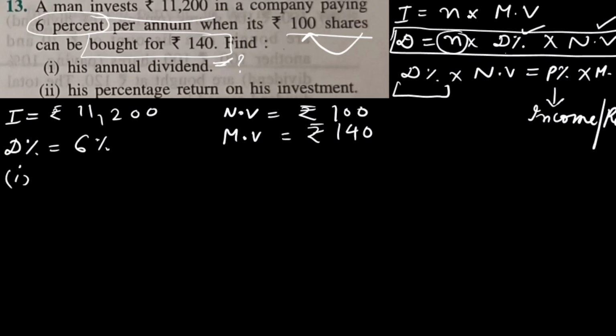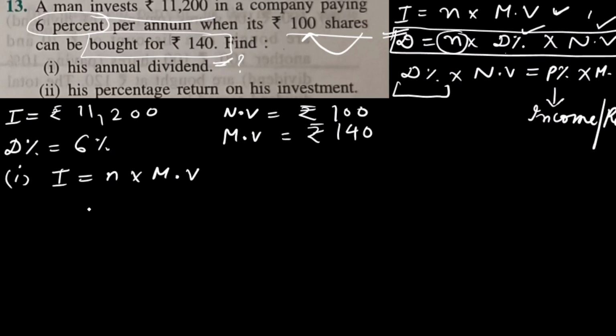Now, number of shares is present in the first formula. What is the formula? I is equal to n into M. So first of all, we'll make use of this formula to find the number of shares. Then after finding the number of shares, we can use the second formula to find the dividend. These types of questions we have done earlier also. In some previous questions also the same concept we have used. That's fine.